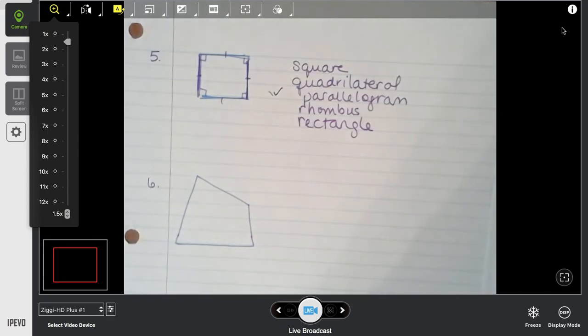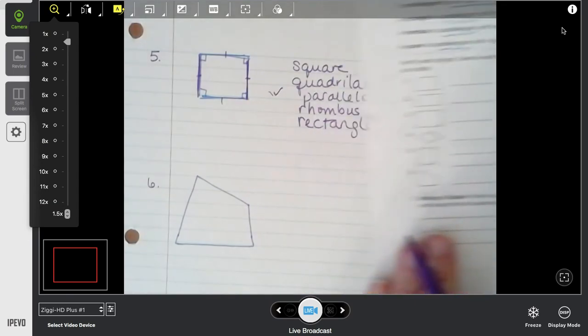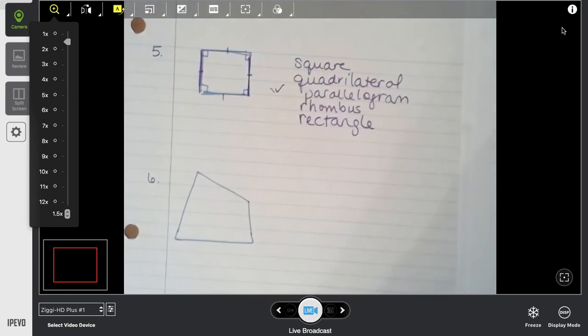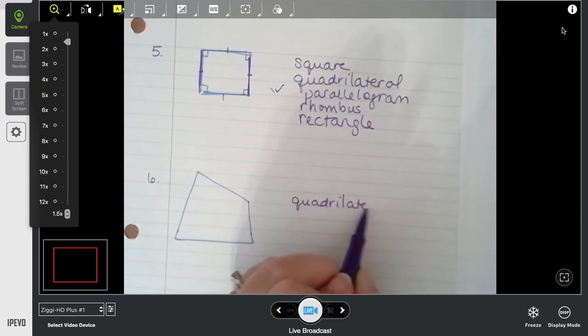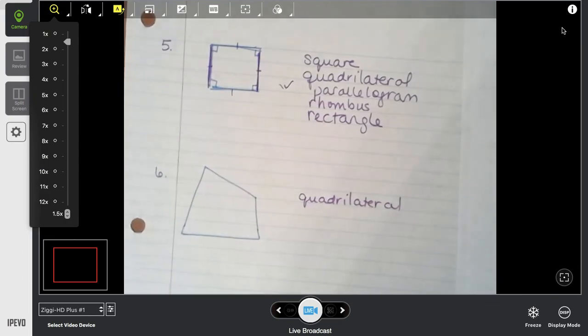Number 6 only has 1 line by it, so it only has 1 name. Well, I bet you can guess what that 1 name is. It's a quadrilateral because it's a 4-sided figure. Well, why doesn't it have any other names?